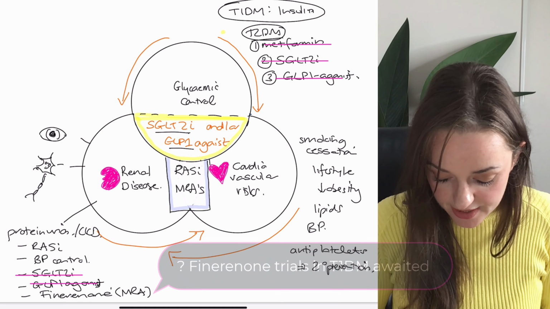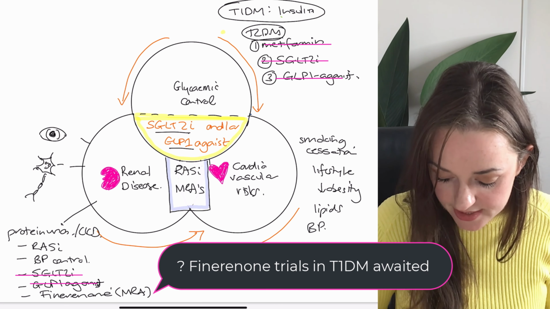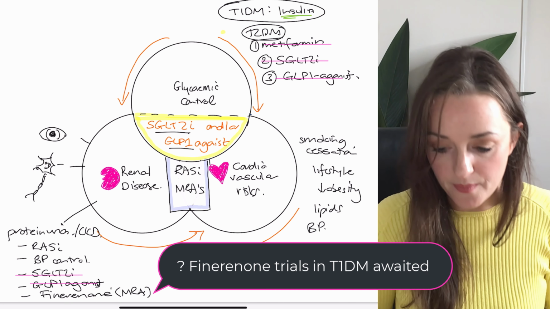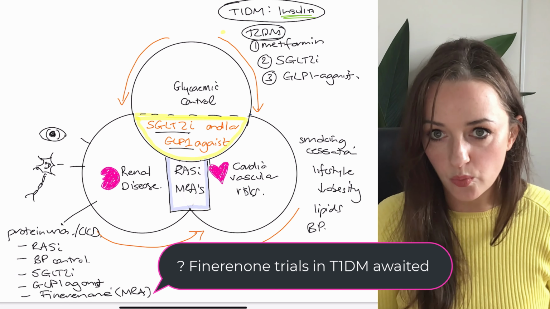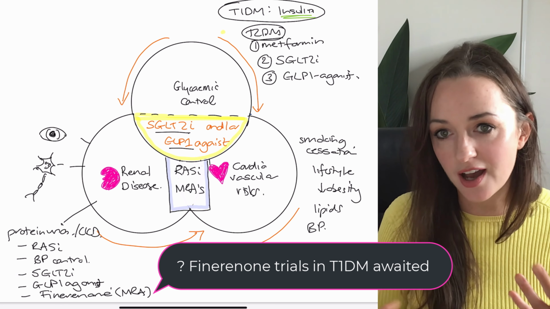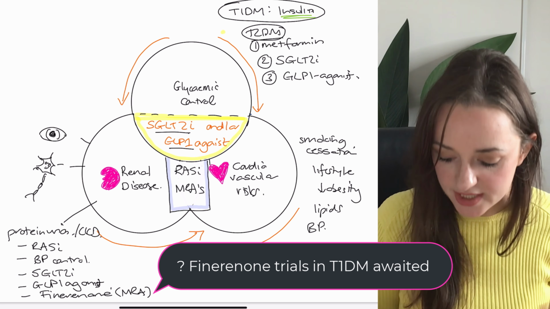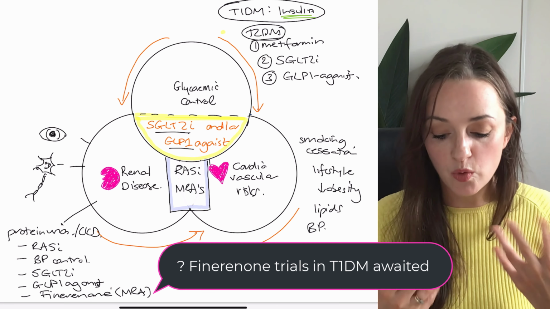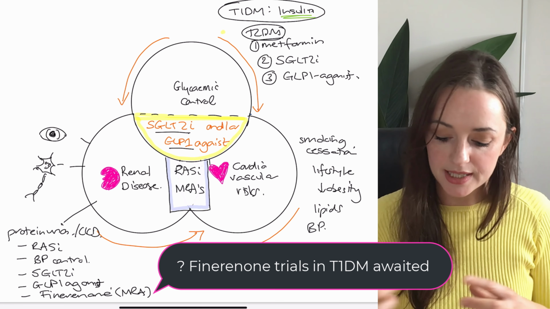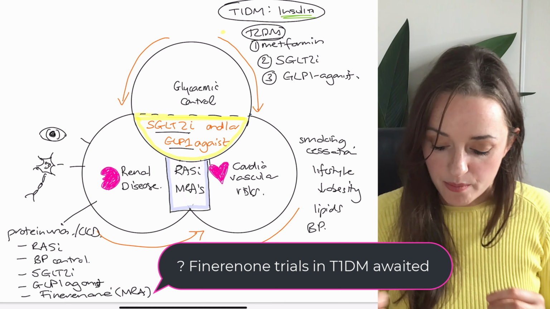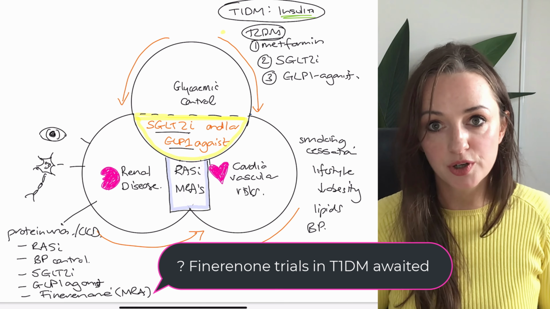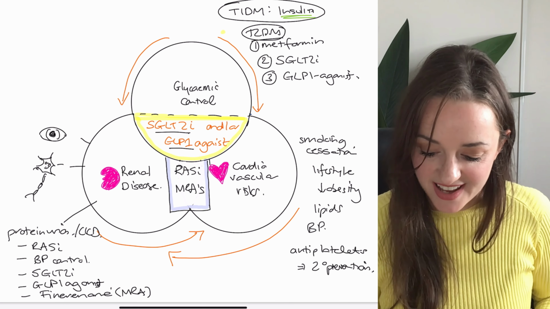When it comes to finerenone and type 1 diabetes, this is still a question mark. There is a trial that's being done in type 1s, the results of which I don't know yet. I don't think anyone does. So hopefully that will come out soon, and we'll be able to talk about whether type 1 diabetics will benefit from finerenone. But right now it's only approved for type 2 diabetes because of the trials.